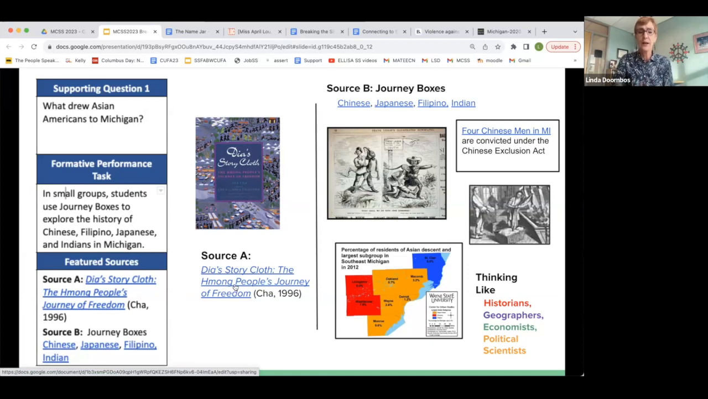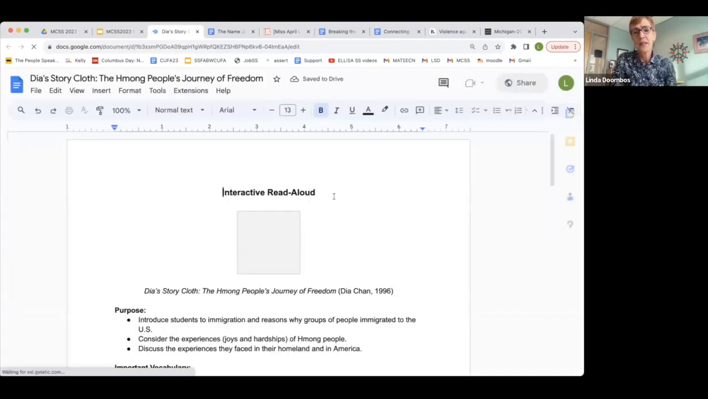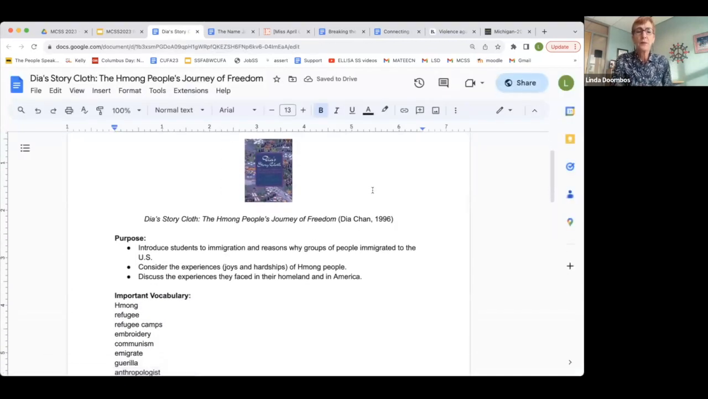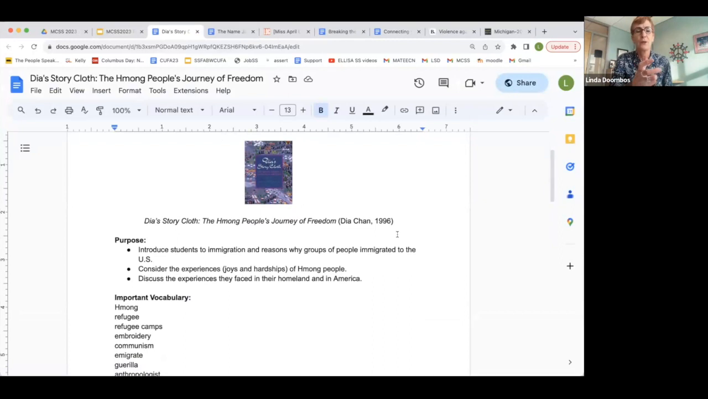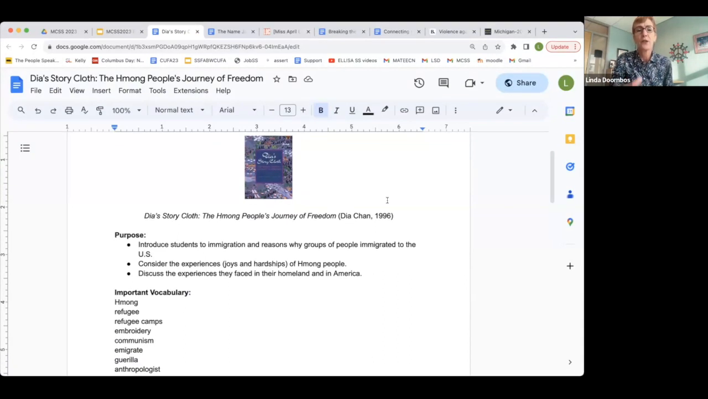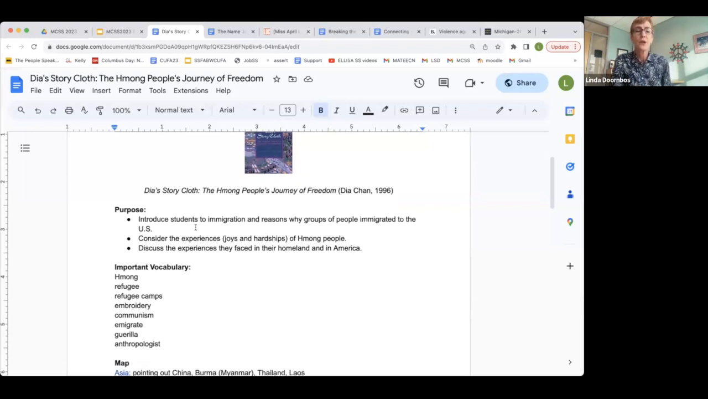Asian Americans to our state, this book doesn't necessarily talk about Michigan, but it's a beautiful book about the Hmong people and their journey to freedom, filled with beautiful artwork that they tell their story through story cloths. So you could introduce students to immigration and the different reasons, those push and pull factors that we talk about in 4th grade.